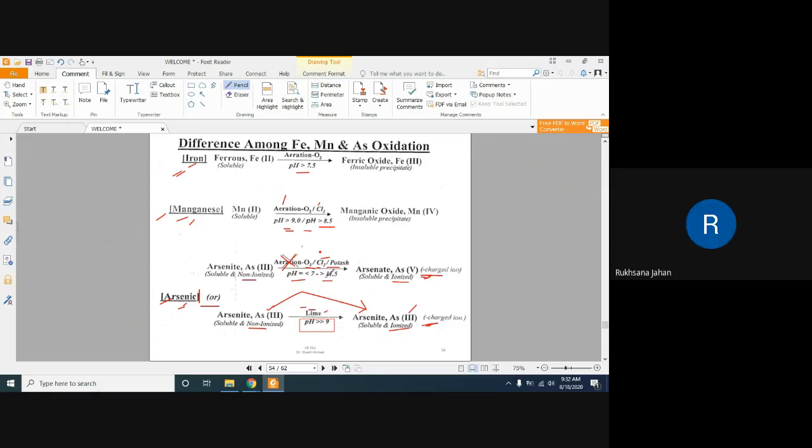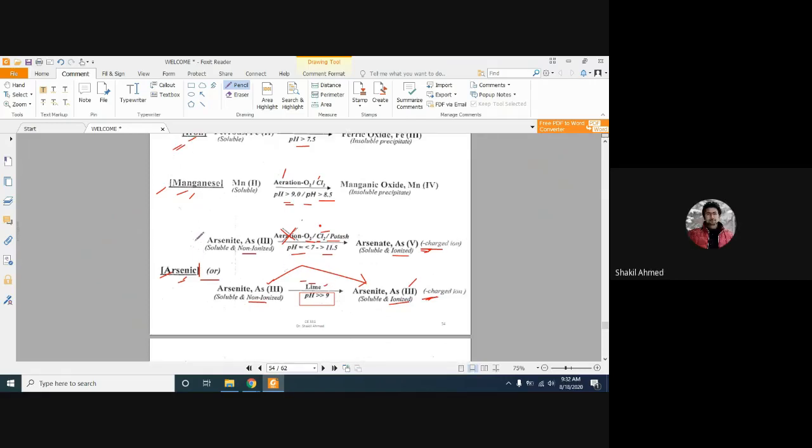Okay. Yes, sir. So arsenic removal can be possible through this method or this method. Both are for arsenic, A and B. Okay, A and B.